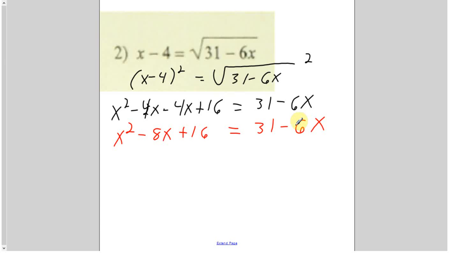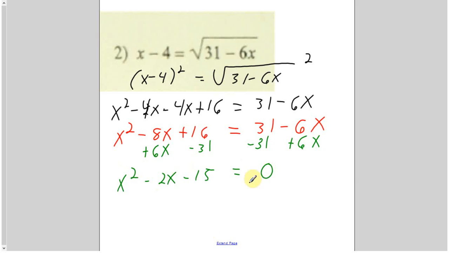Now what you will do here is take and move all the terms to one side. Because of the x squared term, you want to set it all to 0. So we're going to subtract 31 and add 6x to both sides. I'll get 0 over here, and I'll subtract 31 and add 6x over this side. This gives me x squared minus 2x minus 15, and that's equal to 0 now.